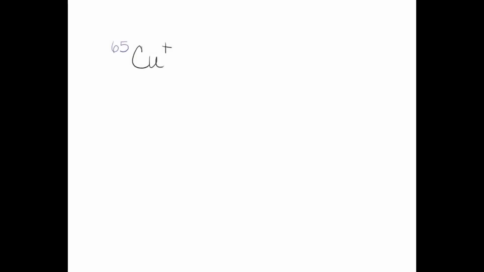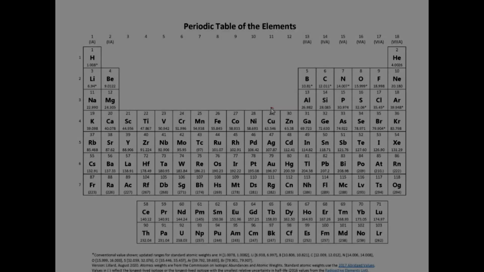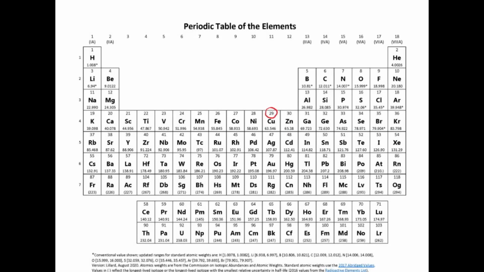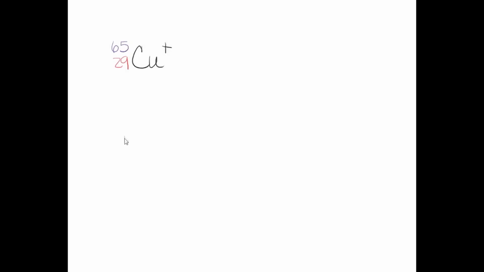The mass number equals 65. The atomic number Z from the periodic table is 29. So the number of protons equals 29. Calculate the neutrons as 65 minus 29 equals 36.